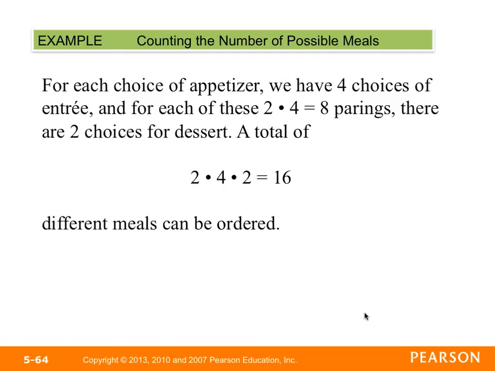So the easiest thing to think about is food, okay? If we talk about choosing an appetizer, an entree, and a dessert. Let's say, for example, that we have 2 choices for an appetizer, 4 choices for an entree, and 2 choices for dessert. So what you do in order to get the total number of different meals that you can make is you take your 2 appetizers, your 4 entrees, and your 2 desserts, and you just multiply, and you get 16 different meals that can actually be ordered.